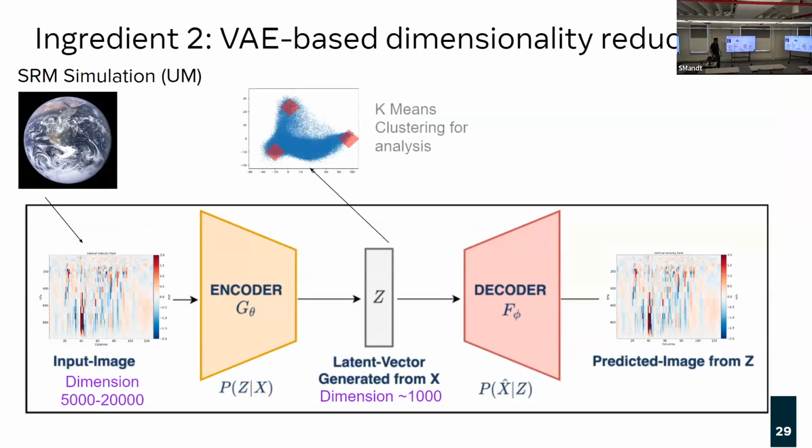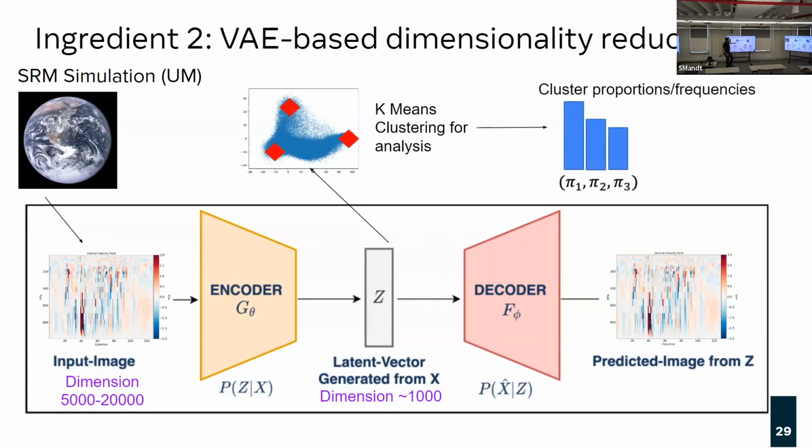Now we perform this vector quantization or clustering in the latent space, right? For example, with k equals 3. And then we coarse grain our data distributions by these cluster proportions or cluster sizes. Okay. All right.